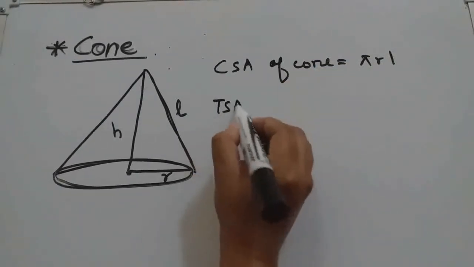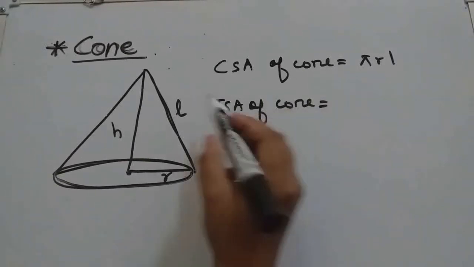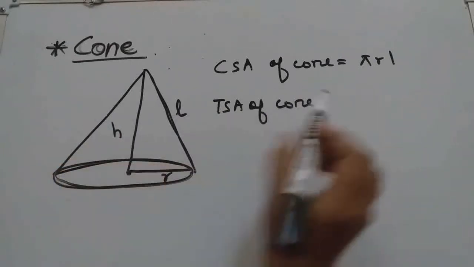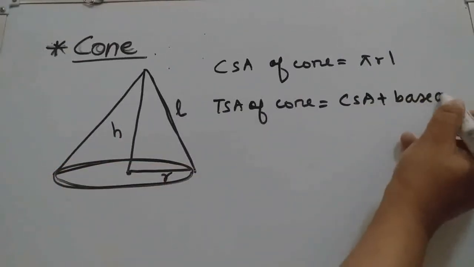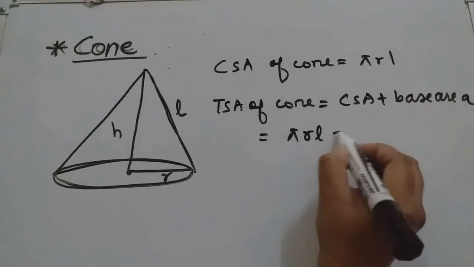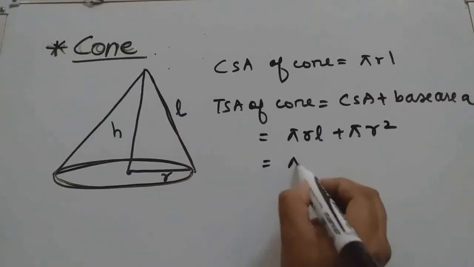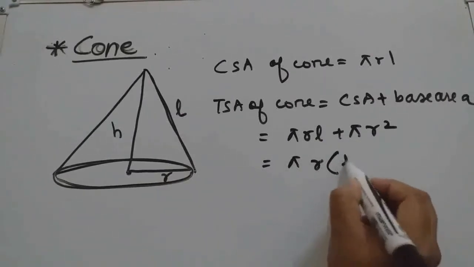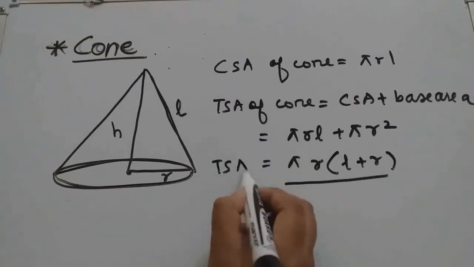Then TSA of cone is CSA, curved surface area, plus base area. So base is circular in shape. So pi r L plus area of circle, which is pi r square. So pi r we can take common, and L plus r. So this is TSA of cone.